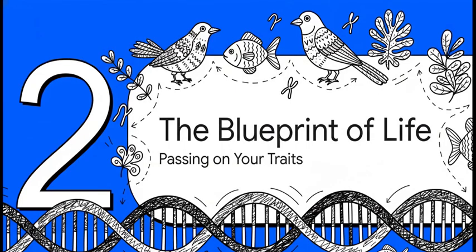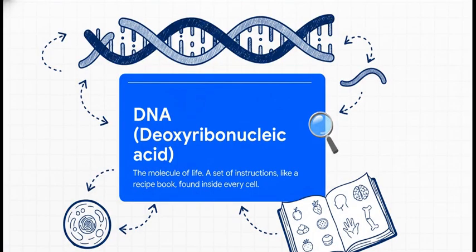All right, on to our second section. It's great to have all this variety, right? But for any of it to matter in the long run, those different traits have got to be heritable. They need to be passed down from one generation to the next. And that's all about inheritance. And at the very heart of inheritance is this amazing molecule, DNA. The best way to picture it is like a giant recipe book that's tucked inside almost every single one of your cells. It's got all the instructions needed to build and run, well, you.